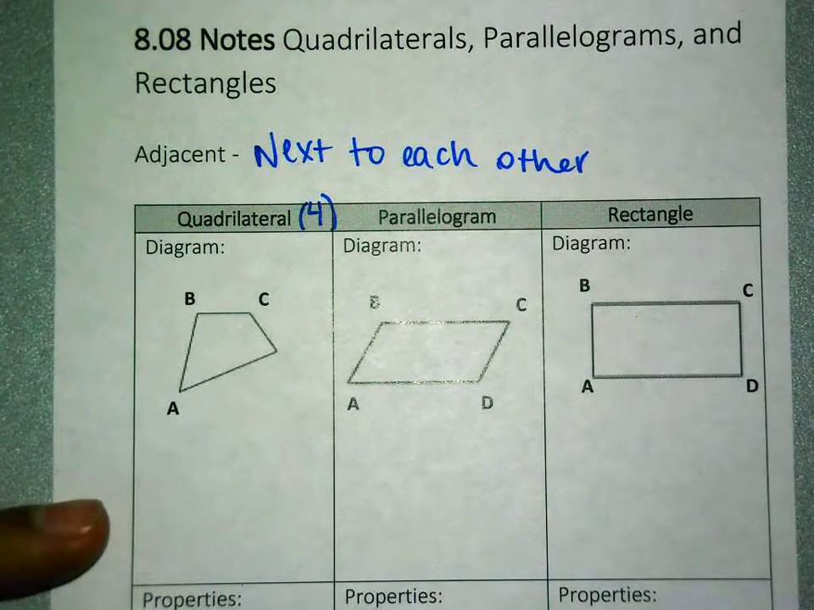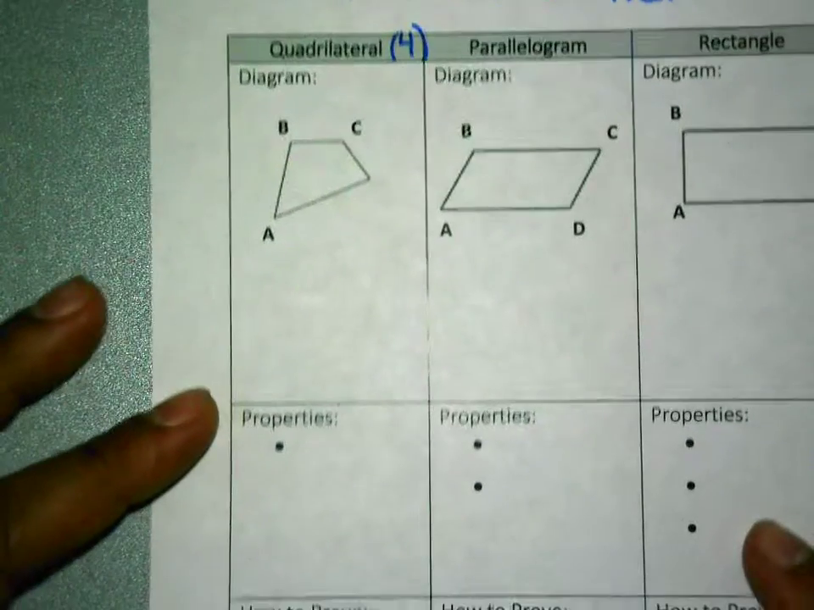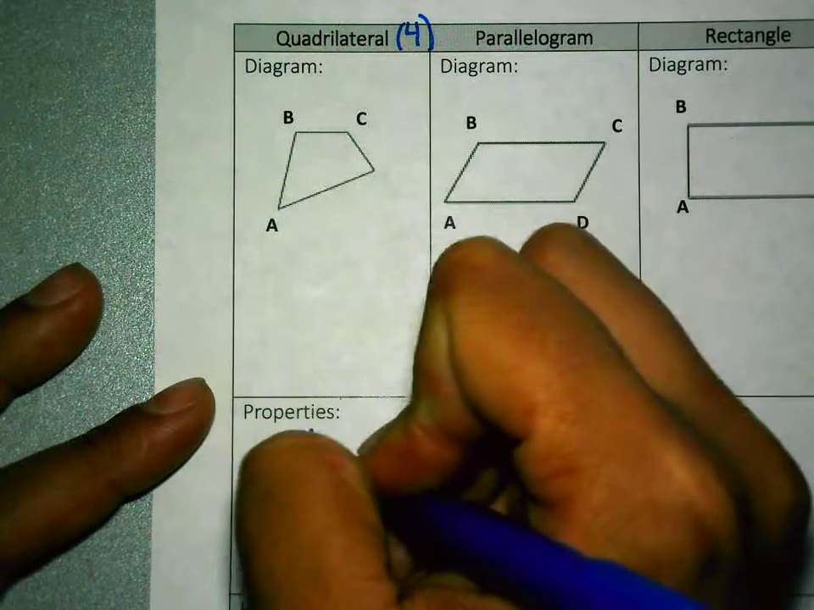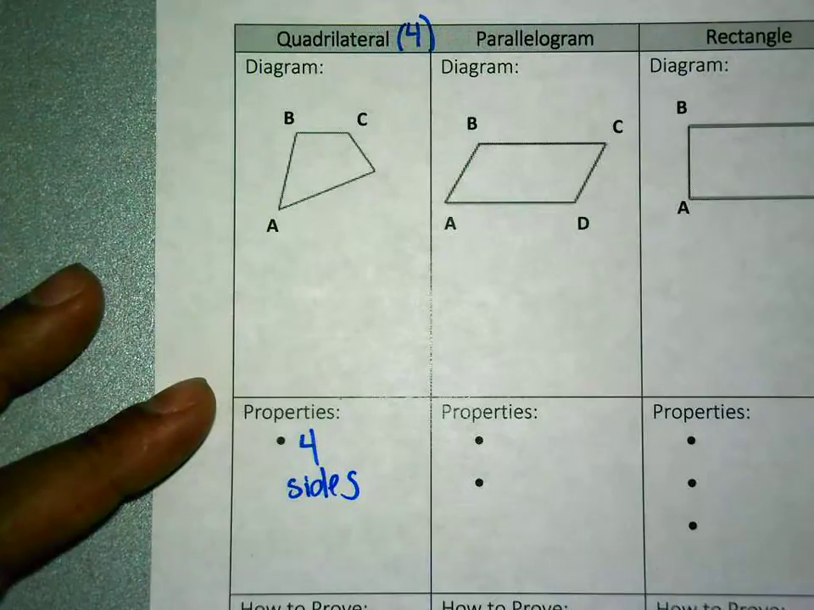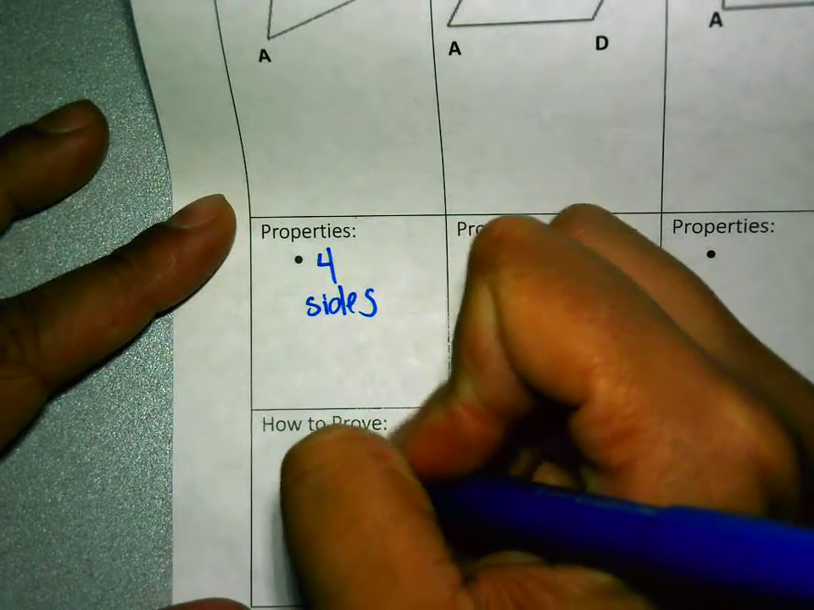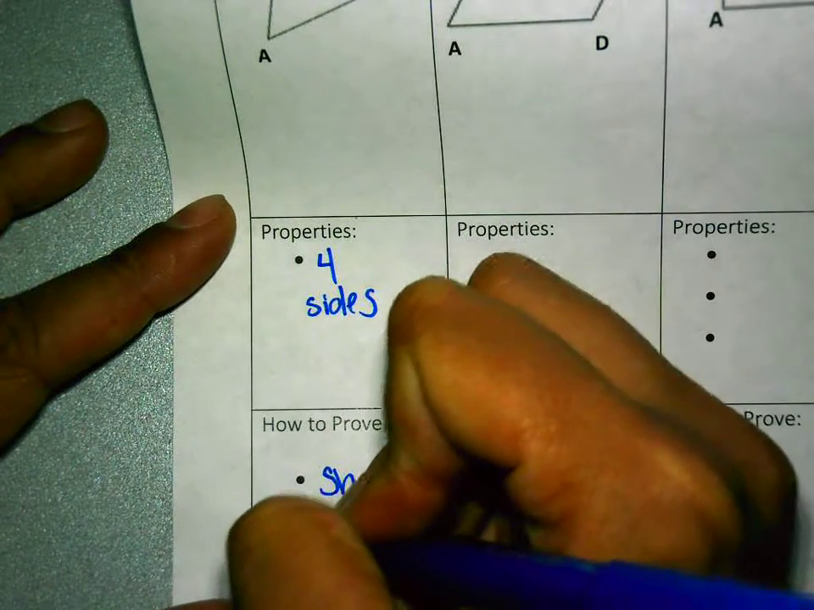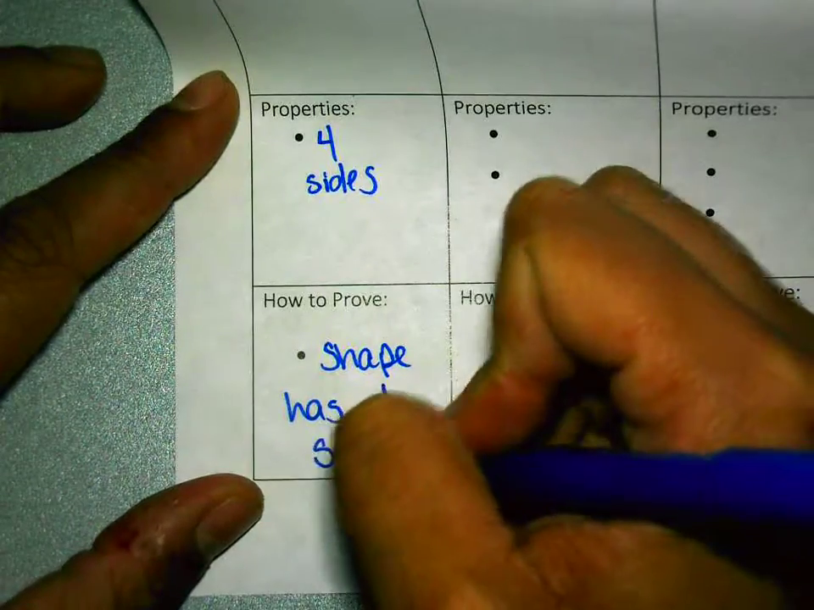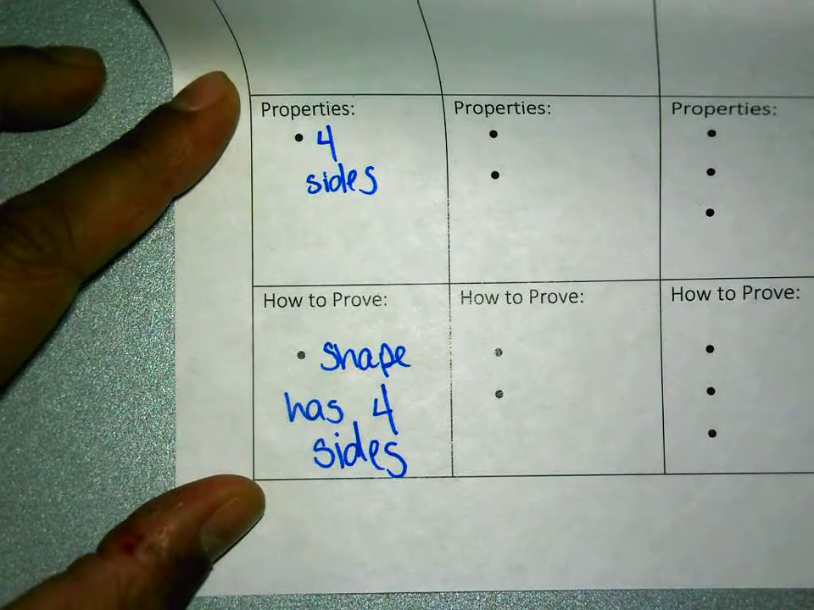So a quadrilateral, the property for a quadrilateral is simply that it has 4 sides. You prove this by simply counting the sides. So the shape has 4 sides. So that should be pretty simple.